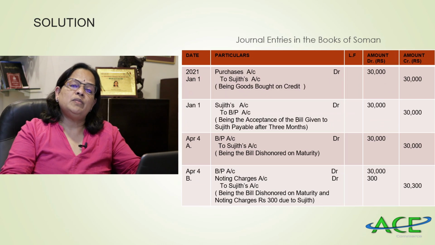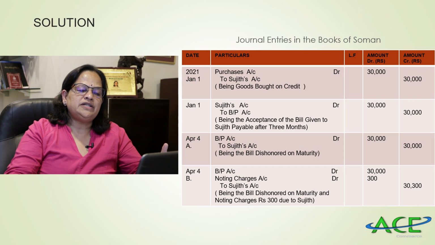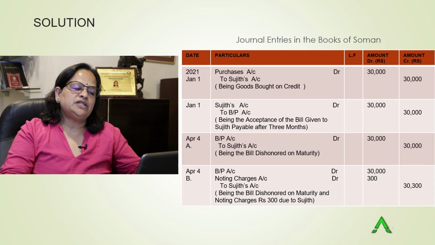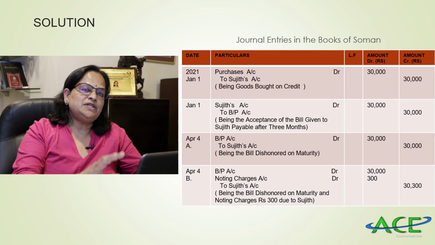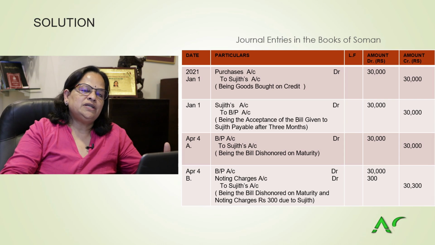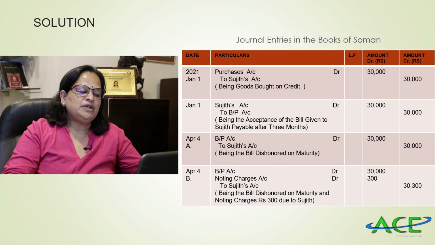Now in the case of Soman, what will be the journal entries? First one, January 1st, purchases account debit 30,000 to Sujit's account 30,000. He is purchasing goods on credit, so being goods bought on credit. Again, he is accepting the bill drawn by Sujit. So Sujit's account debit 30,000 to bills payable account 30,000, being the acceptance of the bill given to Sujit after 3 months. Now on the date of maturity, that is April 4th, bills payable account debit 30,000 to Sujit's account 30,000, being the bill dishonored on maturity.